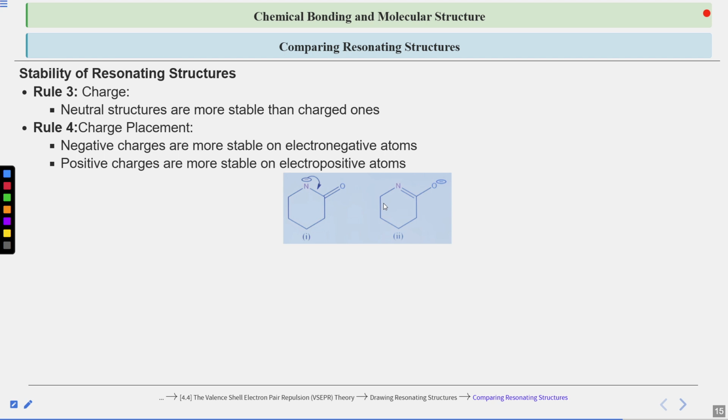Now, if you look at these two structures, what can we compare? We can say that both of these are having the same number of bonds. What is the number of bonds? So 6 are present in the ring and 2 are present outside the ring in structure 1. Whereas in the second case, 7 bonds are present within the ring and 1 is present outside the ring. So therefore, here also 7 bonds are present. So what can we say? That they have the same number of bonds. Therefore, rule 1 is not applicable to them.